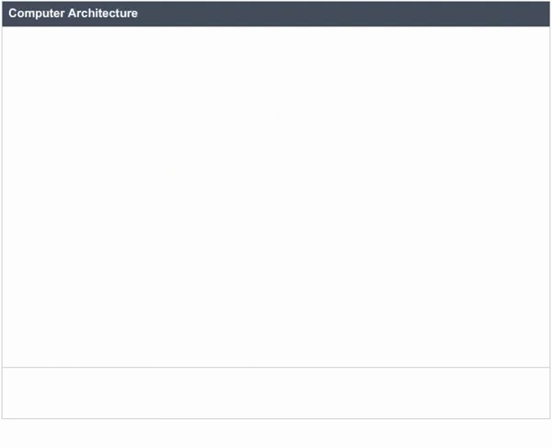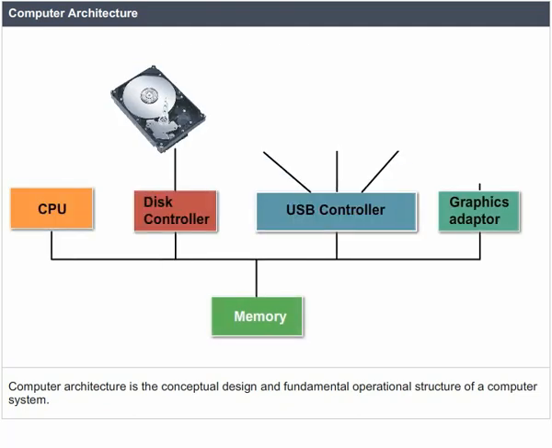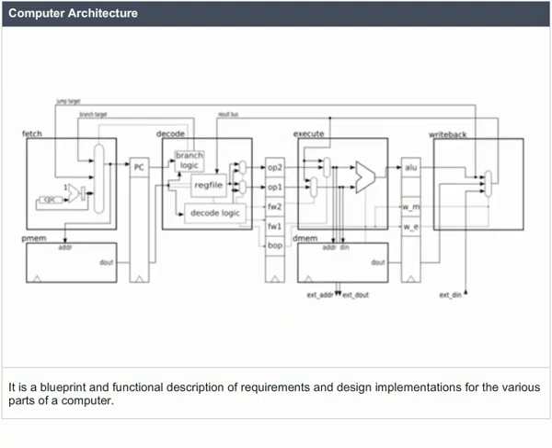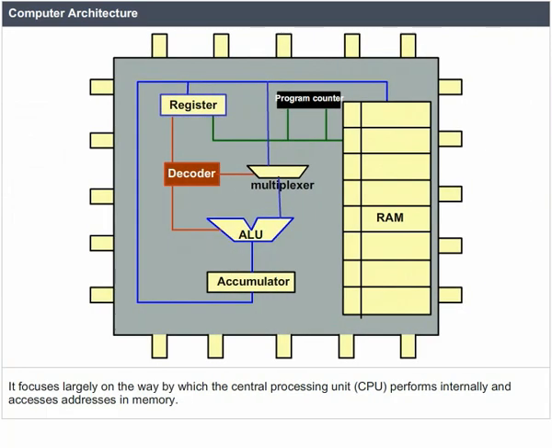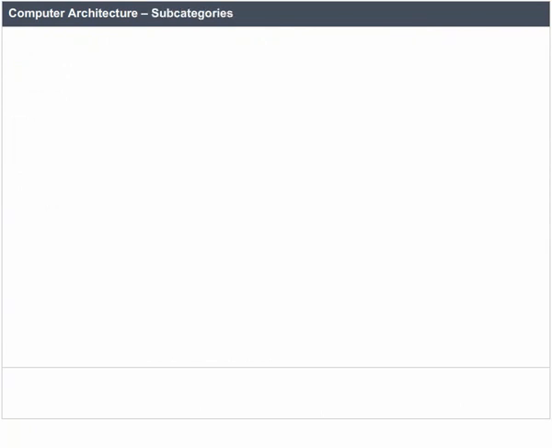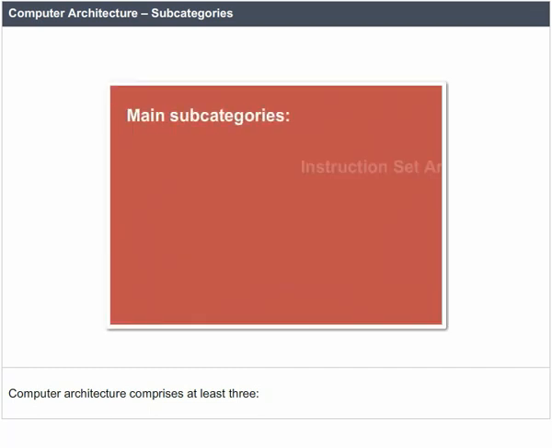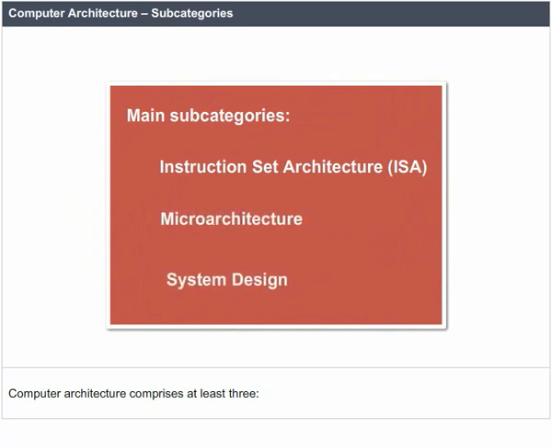Computer architecture. Computer architecture is a conceptual design and fundamental operational structure of a computer system. It is a blueprint and functional description of requirements and design implementations for the various parts of a computer. It focuses largely on the way by which the central processing unit (CPU) performs internally and accesses addresses in memory. Computer architecture comprises at least 3 main subcategories: instruction set architecture (ISA), microarchitecture, and system design.